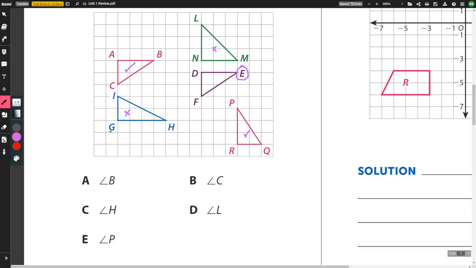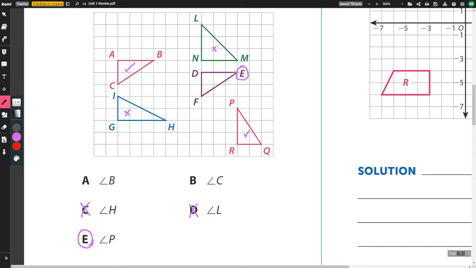Knowing that angles from HGI and MNL are not a possibility, we can cross out C and D. Now we know an angle here is a possibility, and the only option they gave us was P. So now we just need to figure out from this triangle if it's angle B or angle C.